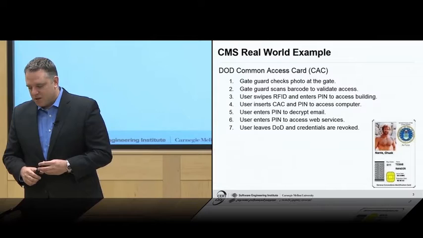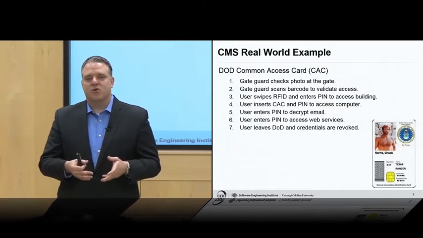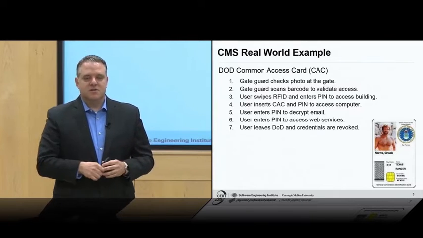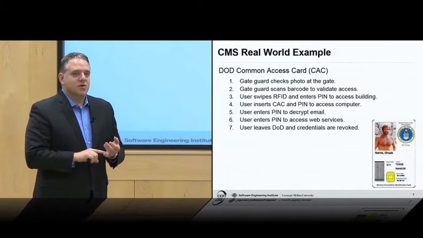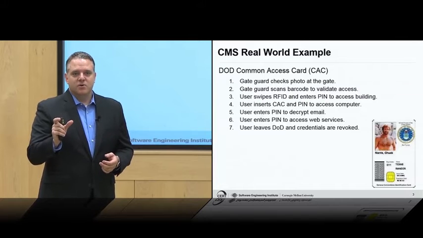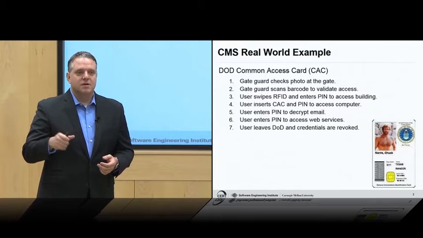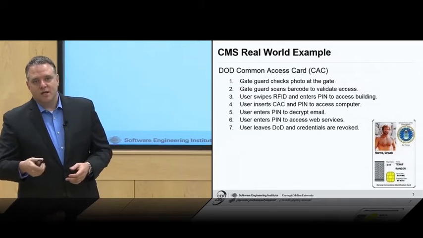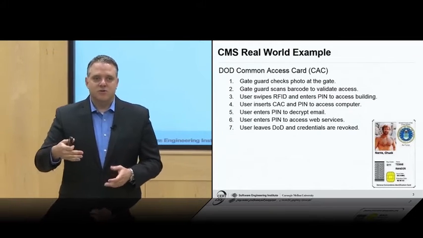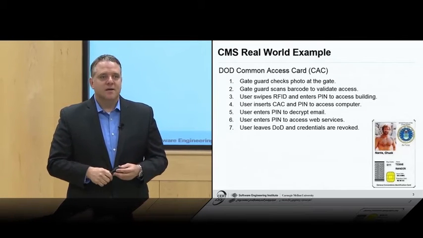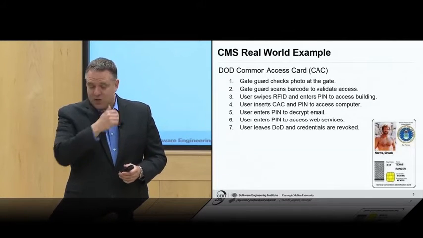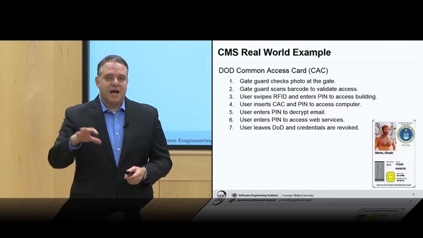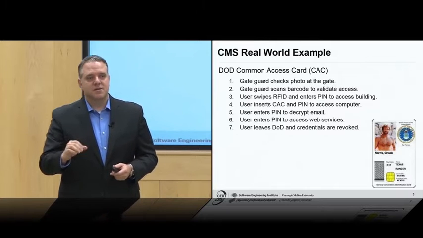So as an example, look at the CAC card and all the things that you're able to do with it. And Mr. Norris there does everything well. The gate guard checks your photo at the gate. Well, where does your photo come from? The credential management system. They might scan the barcode on it and validate your address or who you are that way. You might swipe your RFID card and enter a PIN to access a building. All of that information comes from the CMS as well.